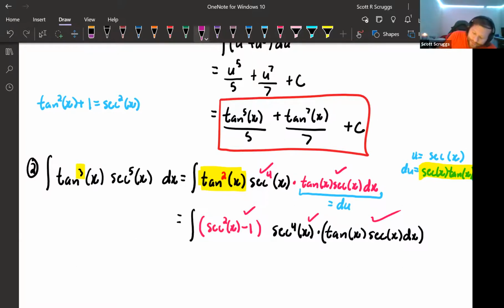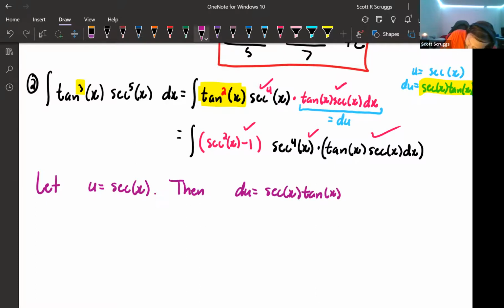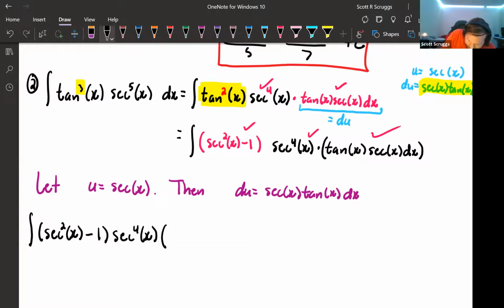So let's get that set up. Let u be secant of x. Then du is secant of x times tangent of x dx. Therefore, what I now get is the integral of secant squared of x minus 1 times secant to the 4th times tangent of x times secant of x dx.